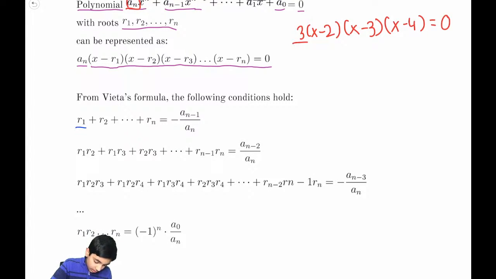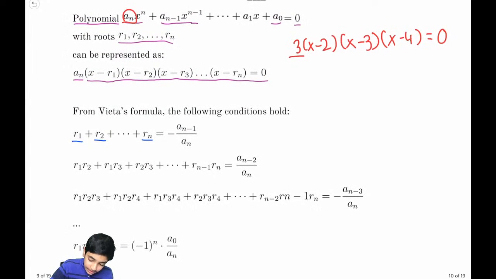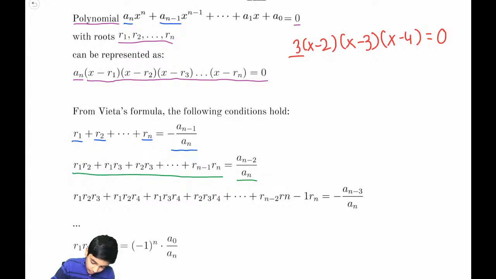R1 plus R2 all the way to Rn is equal to the negative of... it's very similar to the quadratic Vieta's, except it's slightly more complicated. So we take this coefficient divided by this coefficient, the negative of that. That's going to be the sum of all the roots. And then the sum of the pairwise products is going to be a_{n-2} divided by a_n.